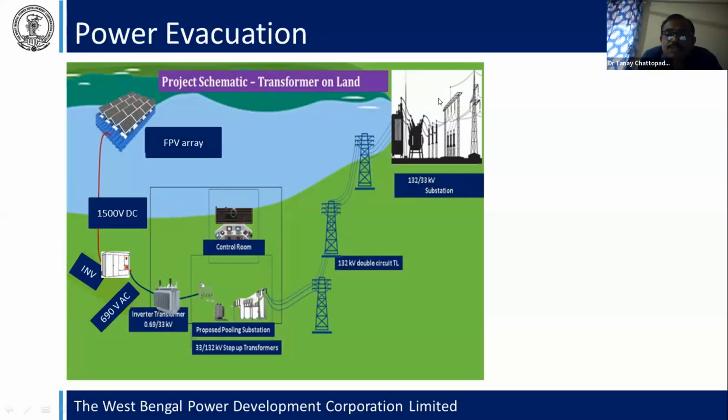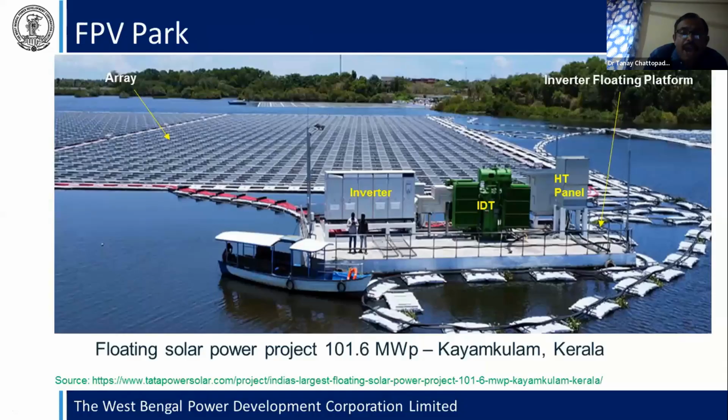Then it is transmitted by the transmission line. Okay, and there is a control room to control and monitor the total system. And now, this is a picture of the floating solar plant at Kayamkulam, Kerala. This is called a mega floating solar park, where the inverter station, the inverter duty transformer, and the HT panel, all of which you are seeing, are floating here.